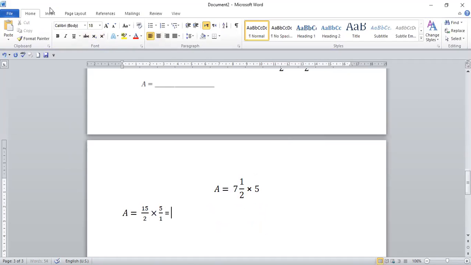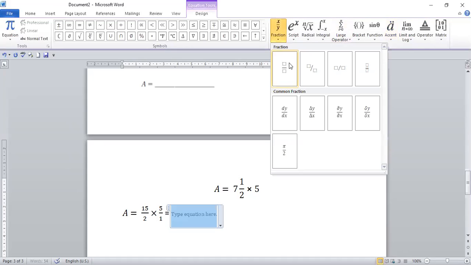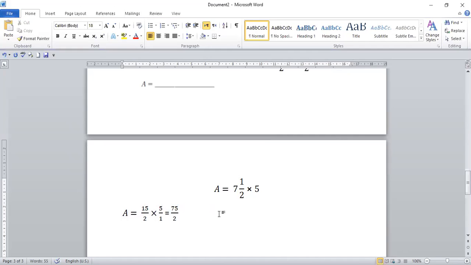5 15s are going to give you how much? 75, and 2 ones are going to give you 2. Now you will have to divide 75 by 2. Now if you divide 75 by 2 in the other way which we do, you will have to put 75 inside and 2 outside. So you will be getting the answer 37.5 square inches.